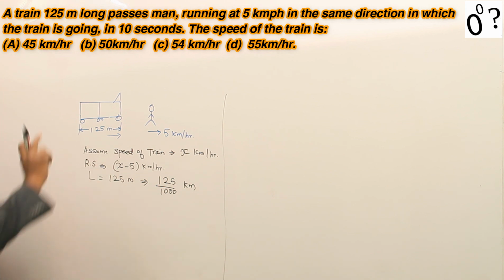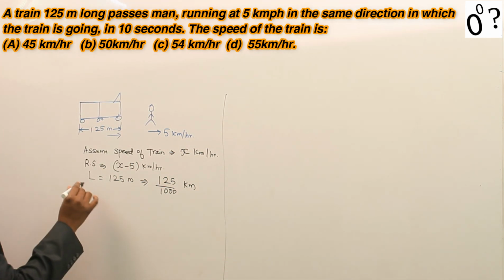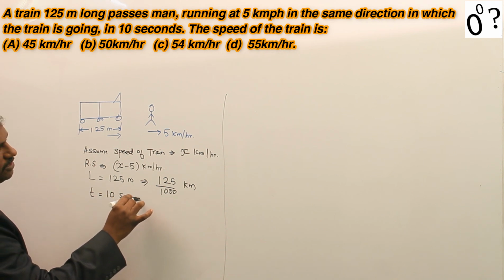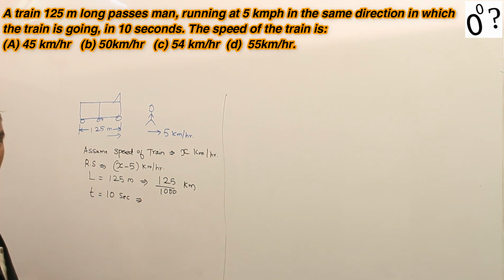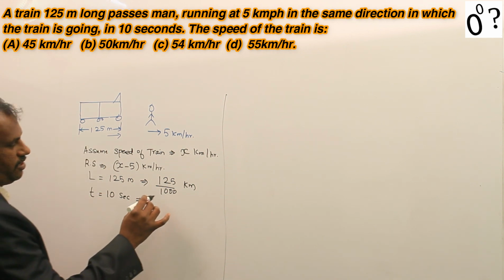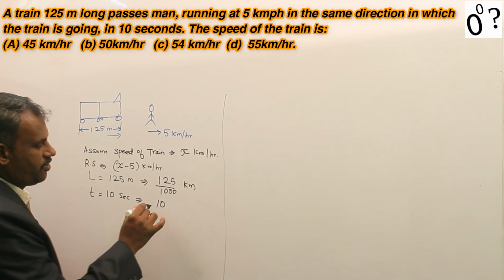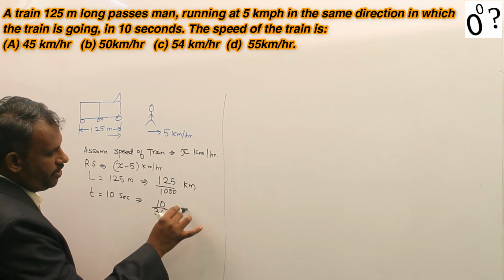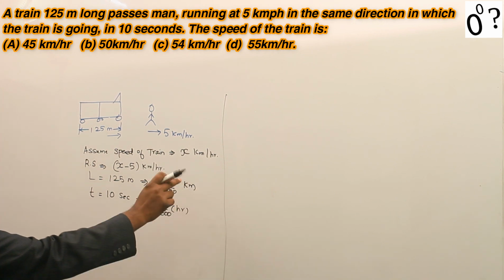And the time taken by the train to cross the man is t equal to 10 seconds. The answers are given in kilometer per hour, so we have to convert this second into hour. If we convert 10 seconds into hour, we have to divide by 3600. So this is the hour. We got the kilometer and hours.